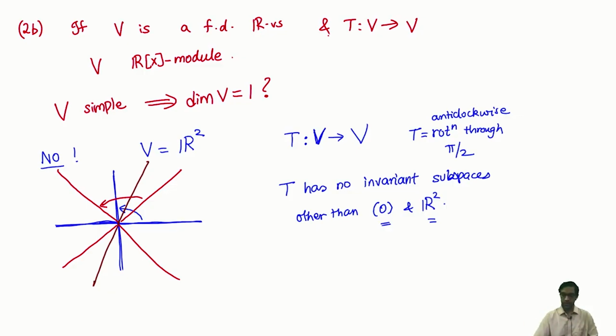So here is a counter example. If you are over the real numbers, even though this space has dimension 2, this operator is such that V is still a simple module over R[x]. Okay, let's move on to the next problem.